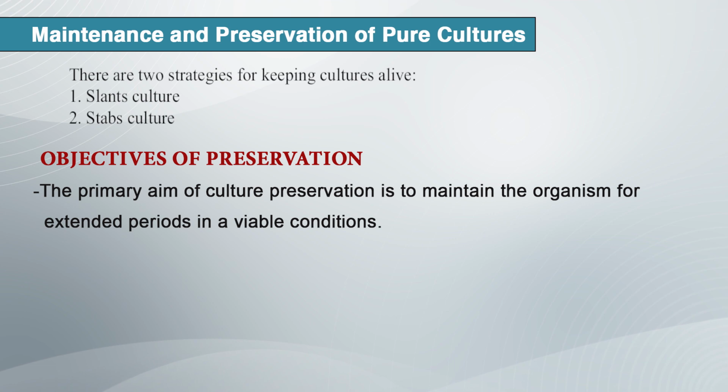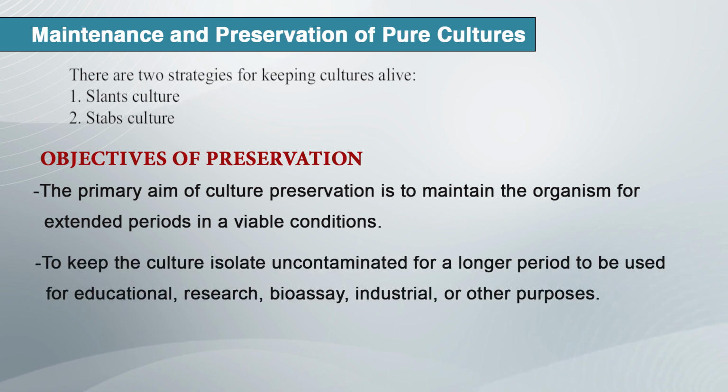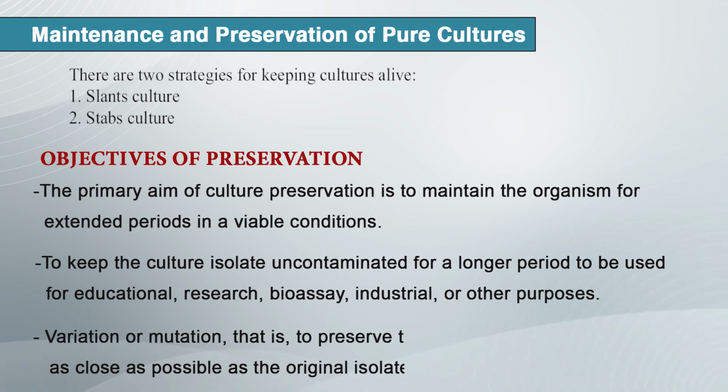Objective of the preservation. The primary aim of the preservation is to maintain the organism for an extended period in a viable condition. Second, to keep the culture isolates uncontaminated for a longer period to be used for educational and research purposes. Then, to avoid variation or mutation, that is to preserve the culture in its original condition, maintained as an original isolate.